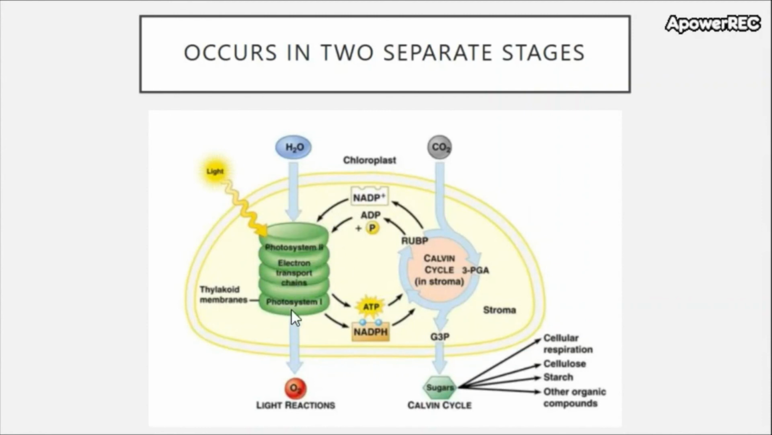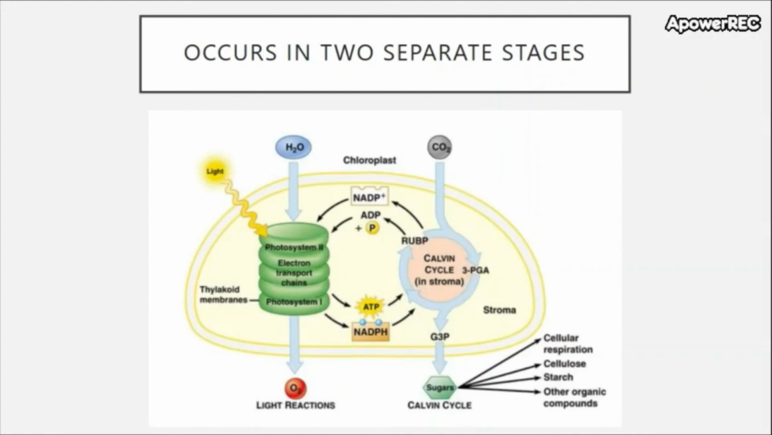it occurs on the thylakoid membranes, which are the specialized membrane system in chloroplasts. The Calvin cycle occurs in what is called the stroma of the chloroplast. So we have thylakoid membranes for our electron transport chain and the stroma for our Calvin cycle.